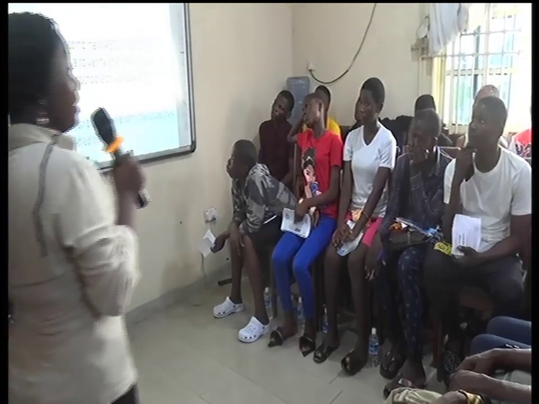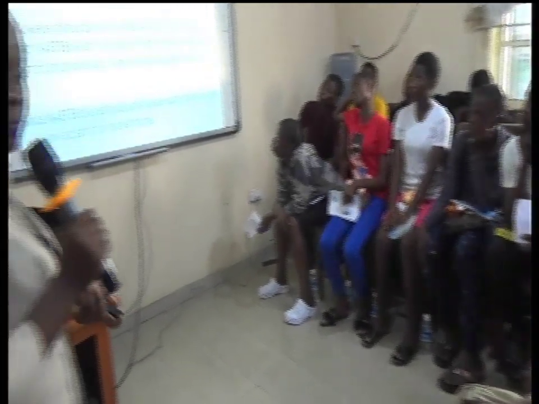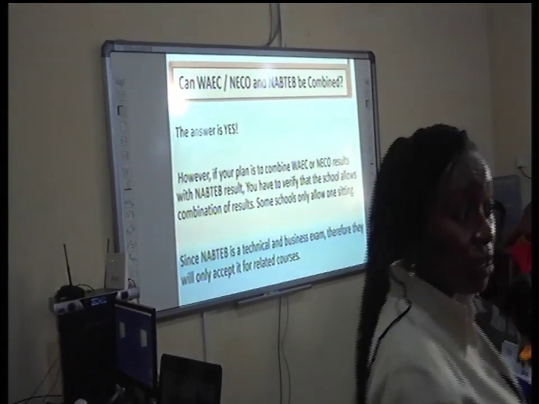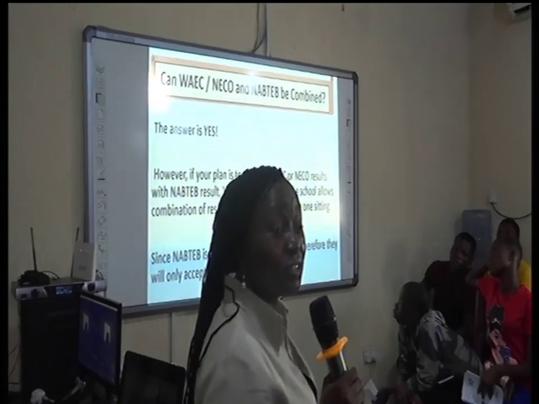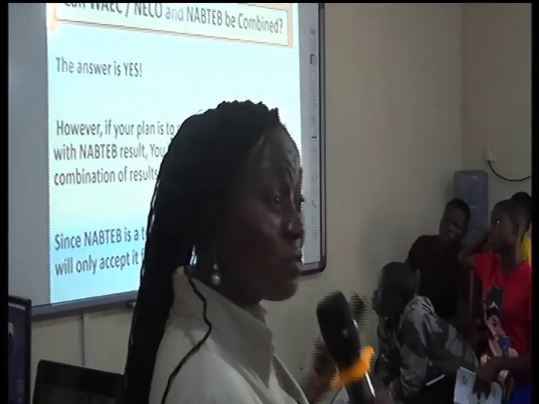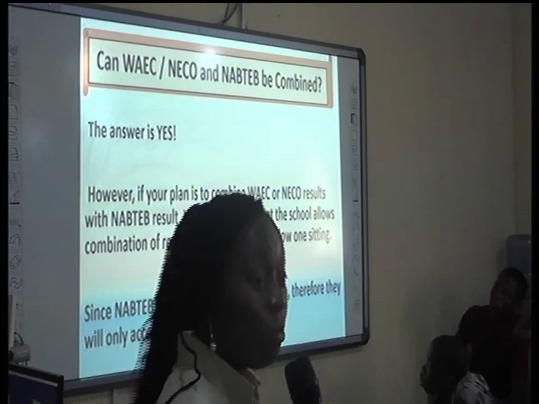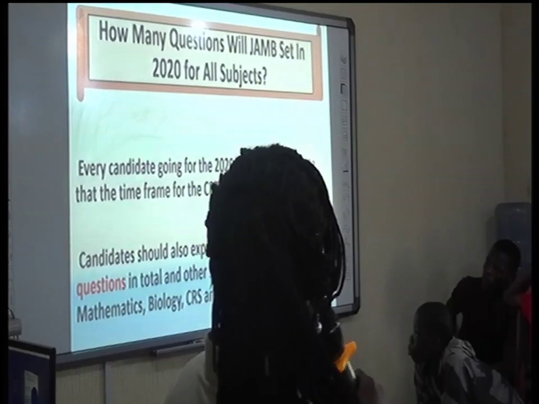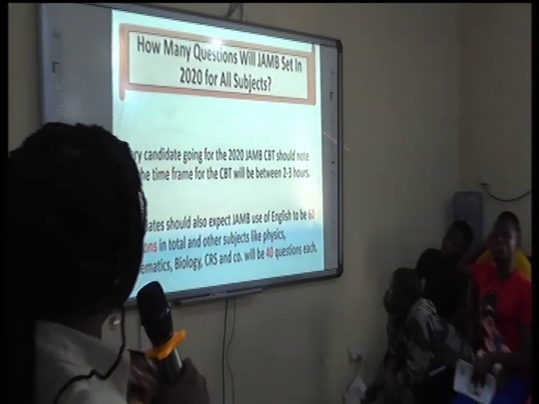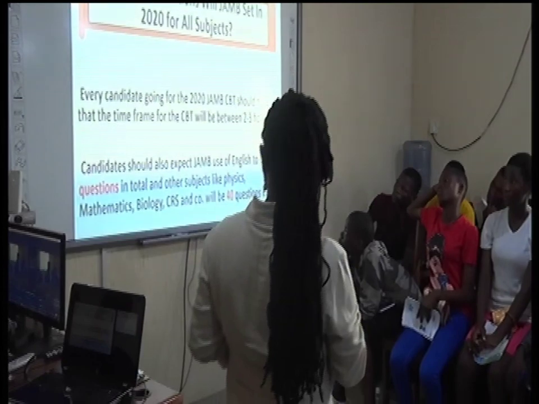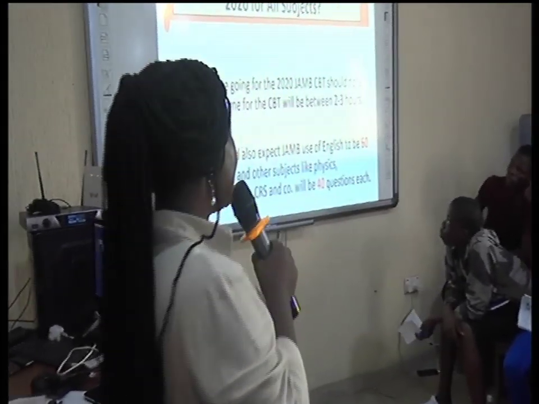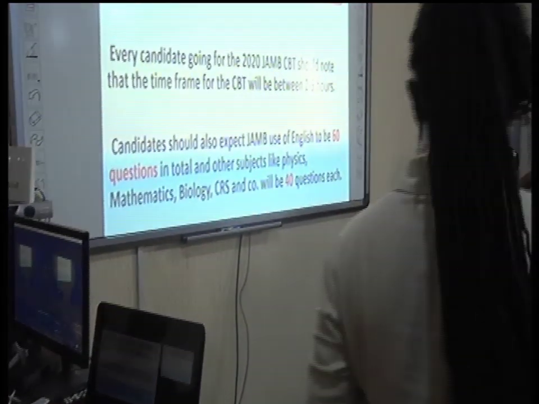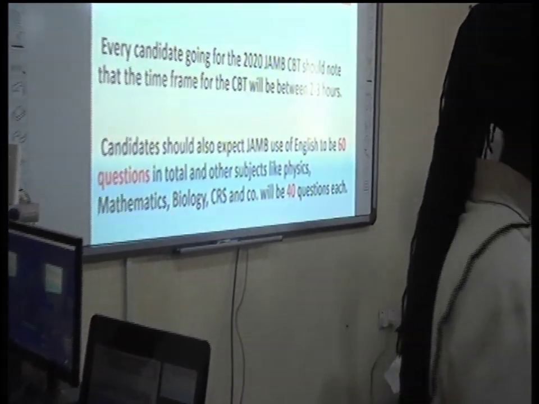Now you can combine WAEC and NECO, and NABTEB, you can combine results. But it depends on the school, right? I know some schools now, they don't even take two sittings again. Some schools, just one sitting. But yes, you can combine results. Okay? Now, how many questions does JAMB set? Use of English is 60. Then the others are 40 questions each, making it 100.